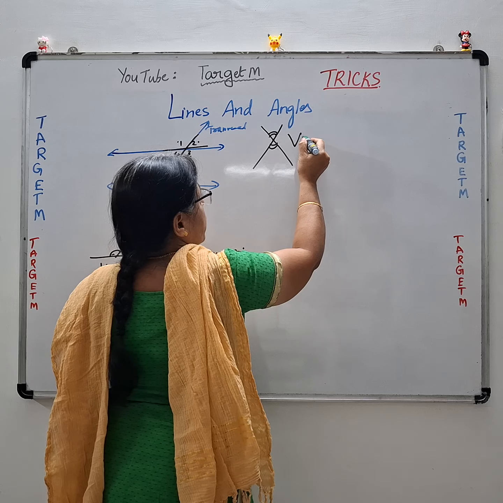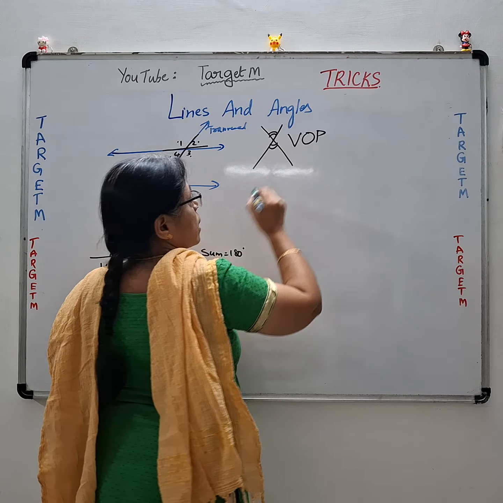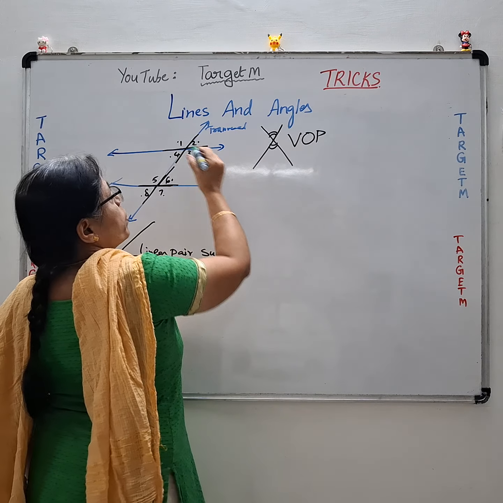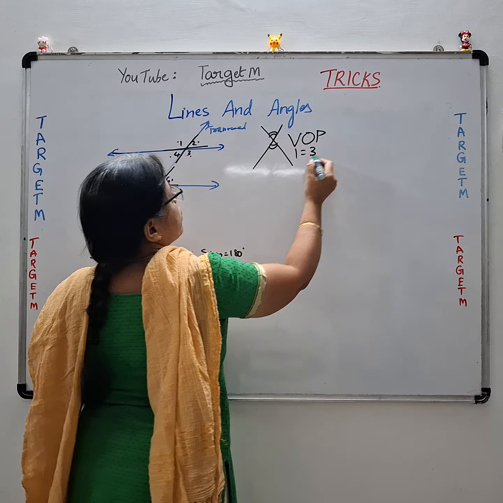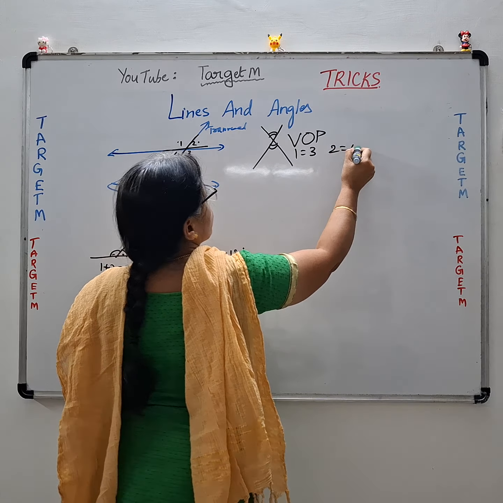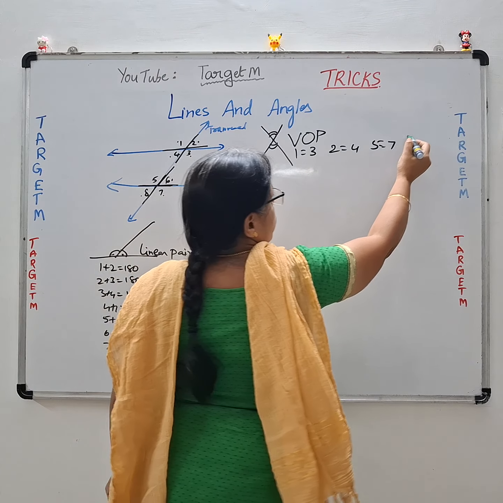So in short, I am writing vertically opposite angles as VOP. You can see 1 is equal to 3 and you can write 2 is equal to 4, and on this line 5 equals 7, which are vertically opposites, they are equal, and 6 equals 8.